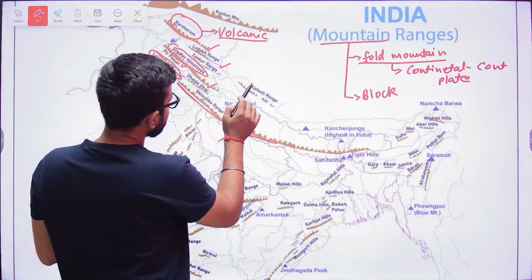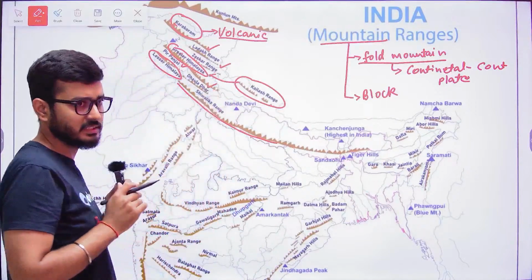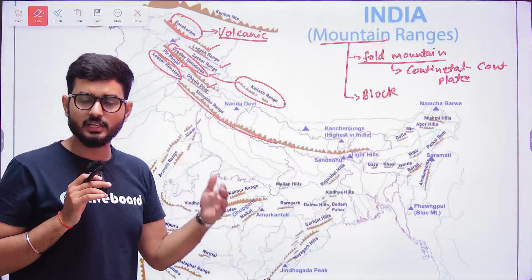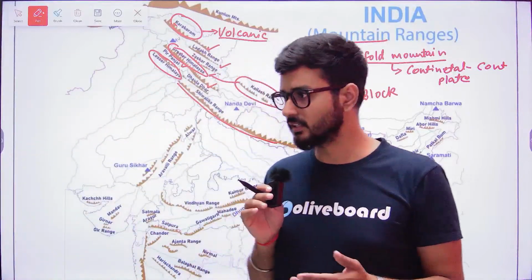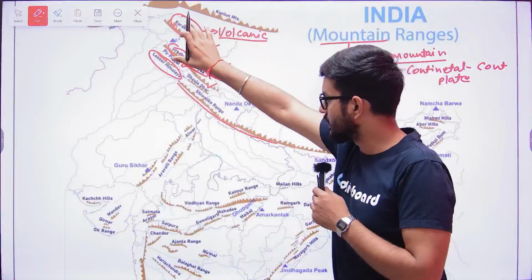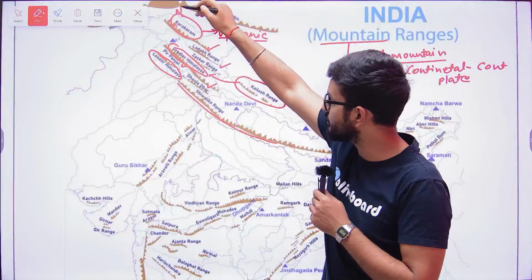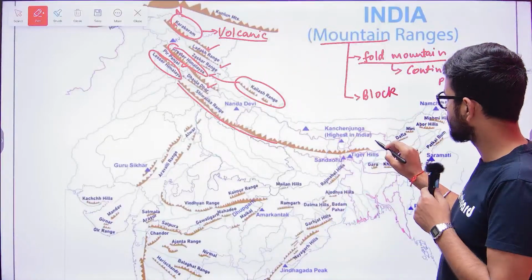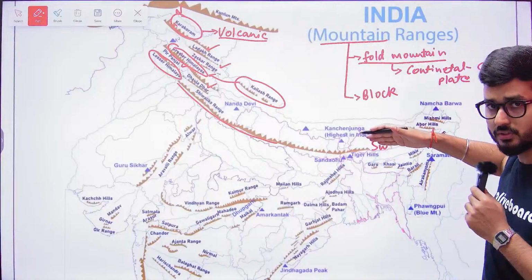Now, the next one, when we talk about the Kailash range, it is a part of the Greater Himalayas. Just remember this. Kailash range, it is the Kailash Parbat that is going to be there. It is a part of the Greater Himalayas. So when we talk, the Himalayas, they are an extension. Now here the Himalayas, they are moving from north to southwest.